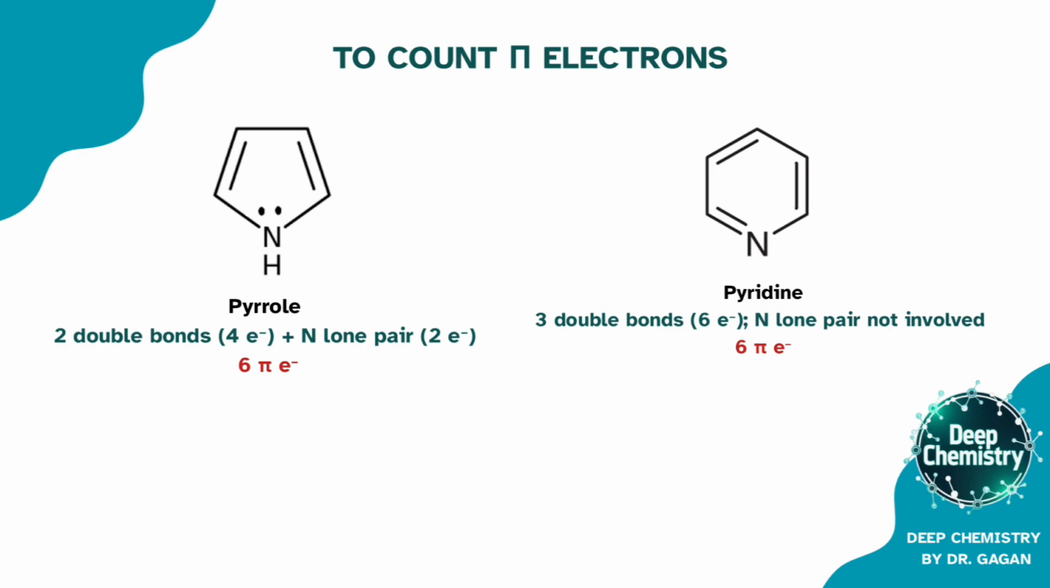In pyridine, 3 double bonds, so 6 pi electrons. The lone pair on the nitrogen atom does not join in conjugation here. That is how you can count the pi electrons.